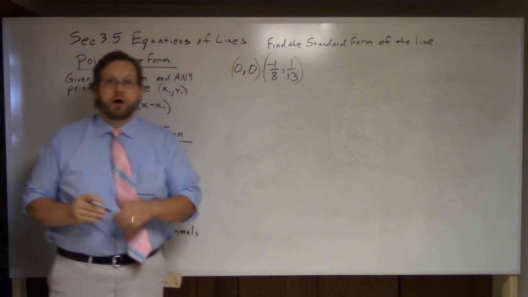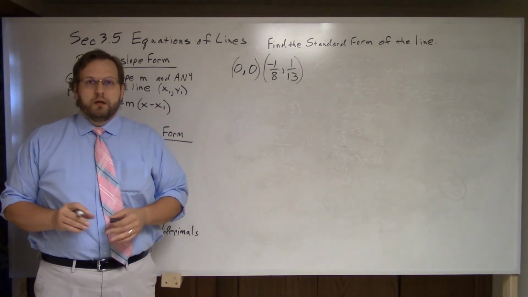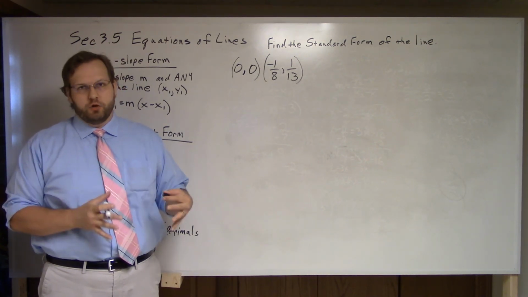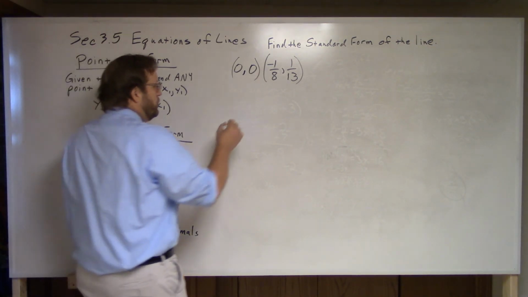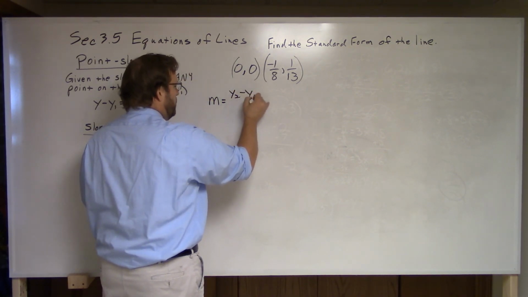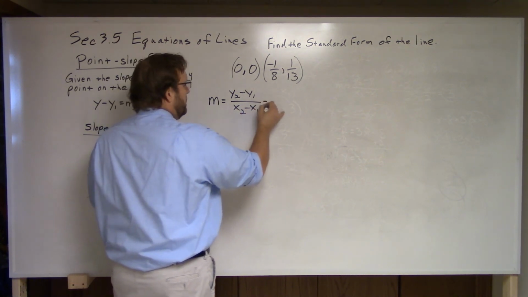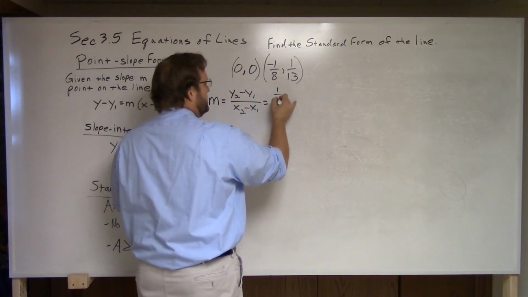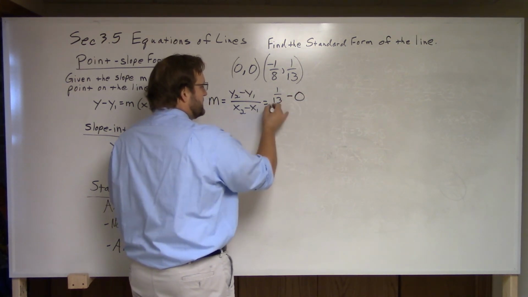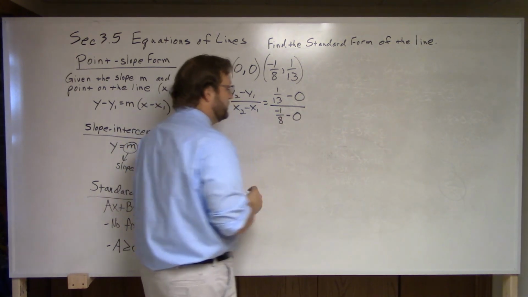I always have students ask, can we go over a fraction one? Well, here we go. So we have 2 points, same as before. We need to find the slope. So when we're finding the slope, we have y2 minus y1 over x2 minus x1. The second y is 1/13 minus the first y of 0. The second x is negative 1/8 minus the first x of 0.